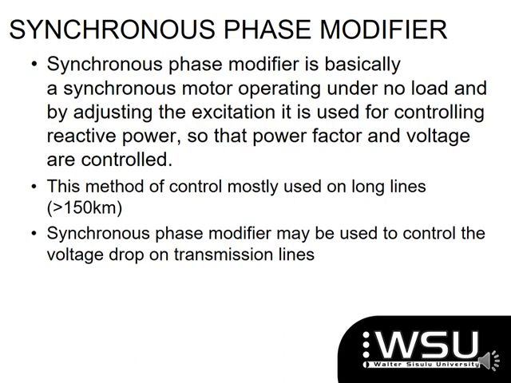Then the last one is our synchronous phase modifier. These synchronous phase modifiers are usually used to control long lines, that is lines above 150 kilometers. What they really do is act as motors. In fact, they are motors operating under no load conditions. By adjusting the excitation within this motor, they control what we call the reactive power in your system, which is Q, so that your power factor and your voltage are controlled.